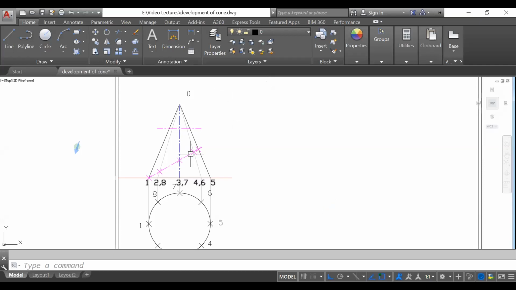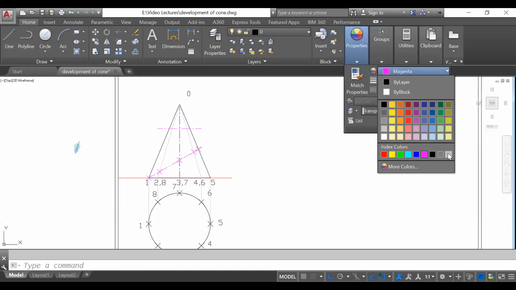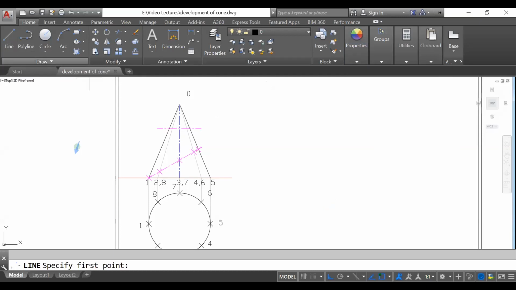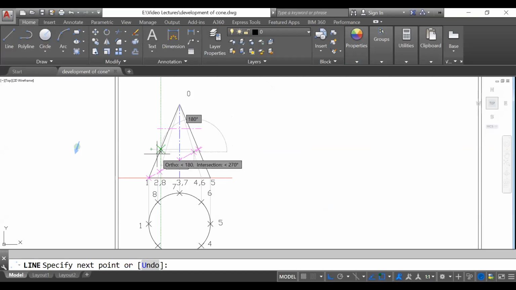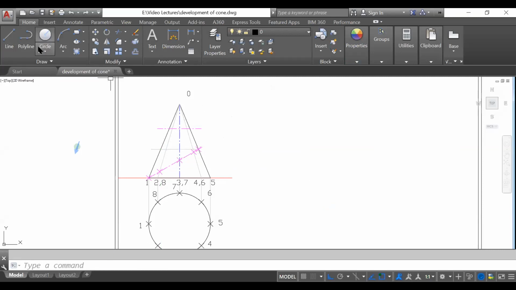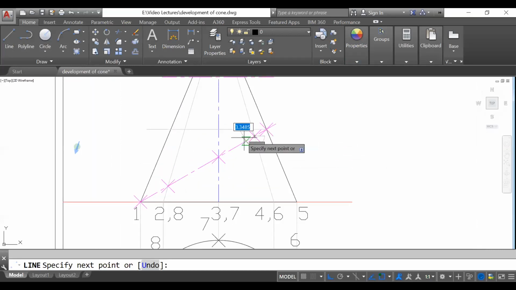Then you have to take the projections by using projection lines. So I will use this one and take the projection on the true line only. So this projection should be here. Then this one should be here. Then this one. Yeah, this one. And this one is here.